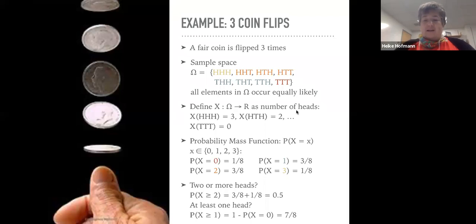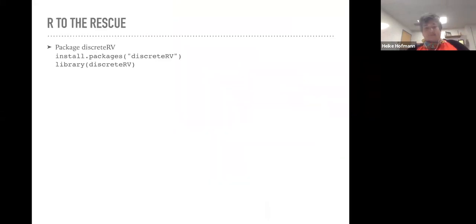And you can already tell that I messed up here, so I'm not great at listing these detailed sample spaces, and that's usually where I'm making sure that I'm using my computer. So R to the rescue, please. So there's a package called discrete RV that helps us to look into calculus with discrete random variables.